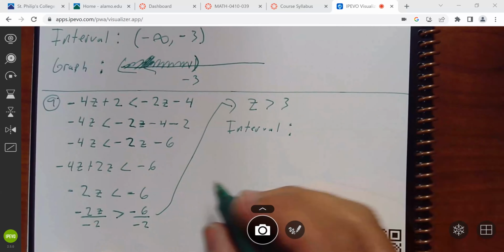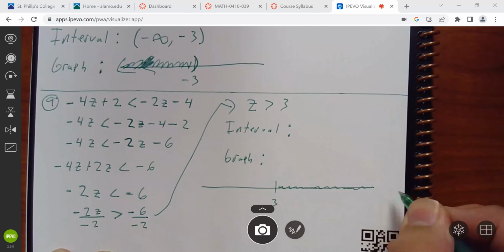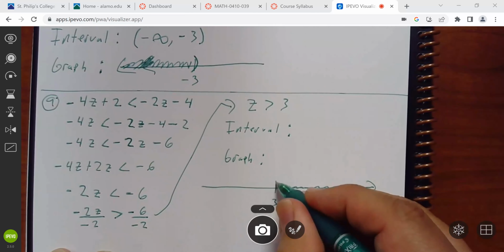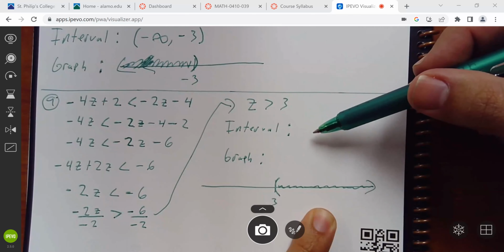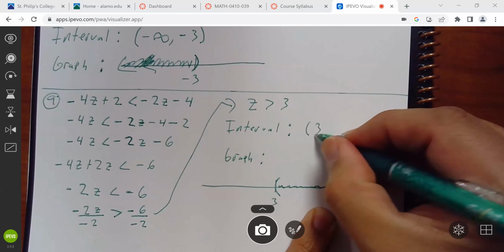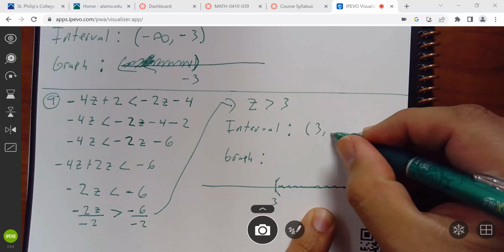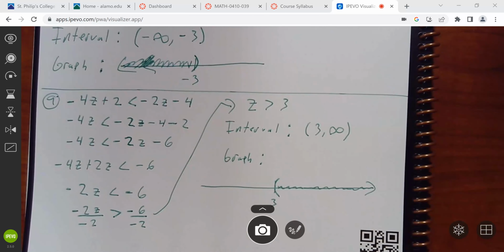I think it helps to do the graph first, personally. So here's 3. Everything above 3 is cool, right? Parentheses because there's no equal to. Now that you see it, can you give me the interval? Yeah, 3, the smallest one, and then the biggest. But I think it makes more sense to do the graph first. I assume you're all adults, you can do whatever you want.